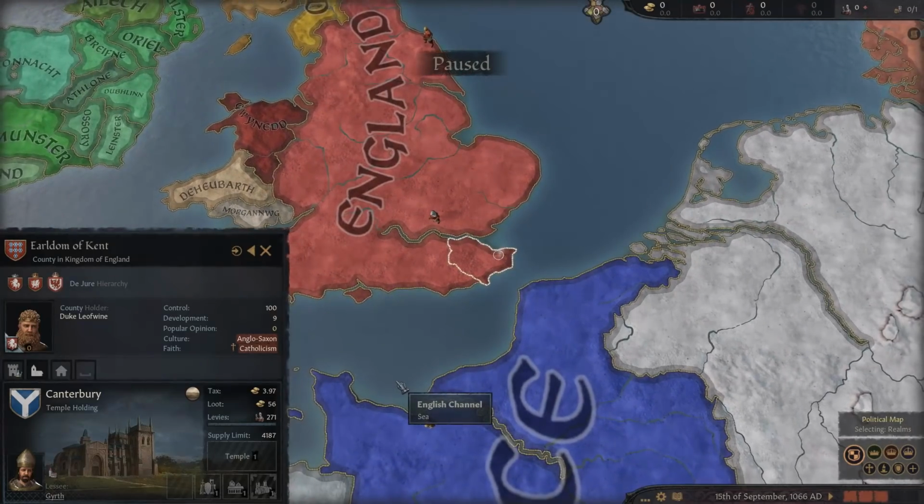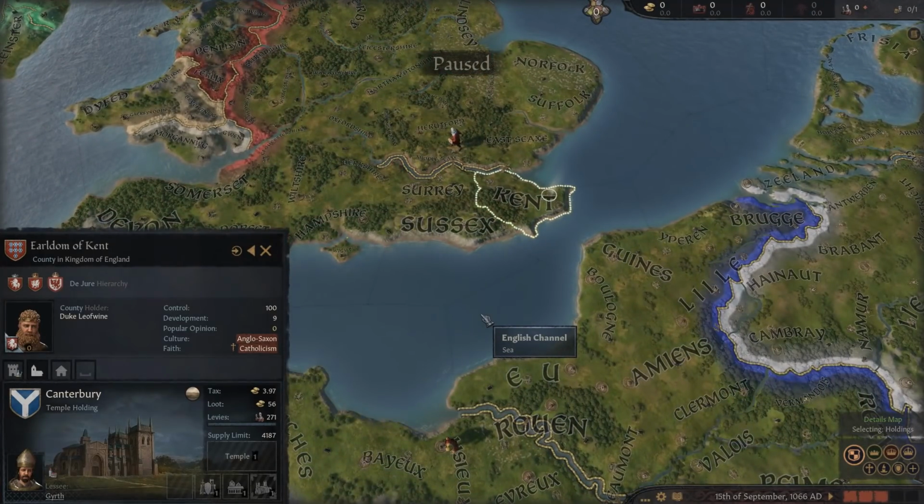So this is Kent down here in the corner. Now for the Canterbury Cathedral, you either need to be of Christian religion, or this needs to be the holy site of your religion. So basically need to be Christian.